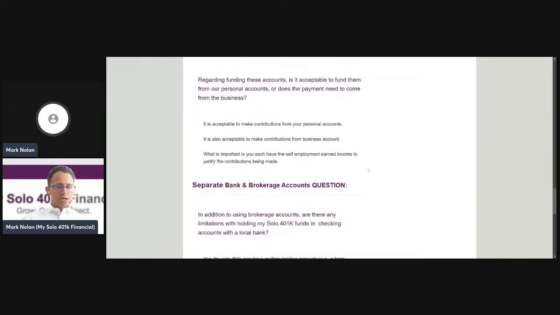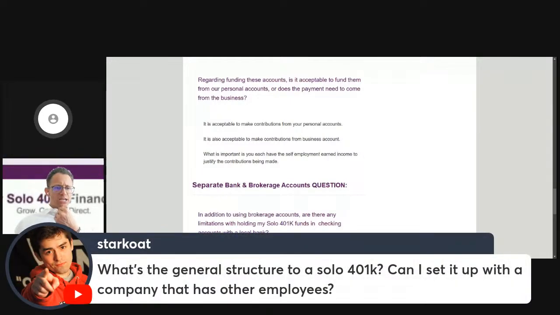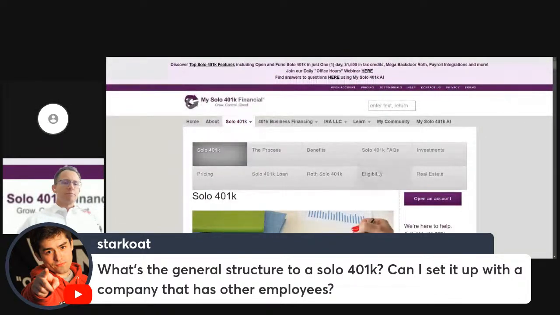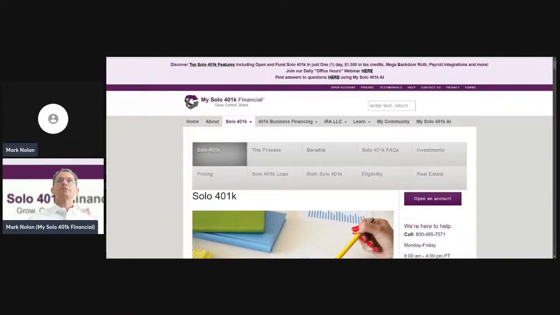Okay, so let's see if we have any more questions here. What is the general structure to a solo 401k? Can I set it up with a company that has other employees? Well, let's go over to our eligibility page here. So a solo 401k is for owner-only businesses with no full-time W-2 employees. Let me share that with you here. Give me a moment to get to that page.